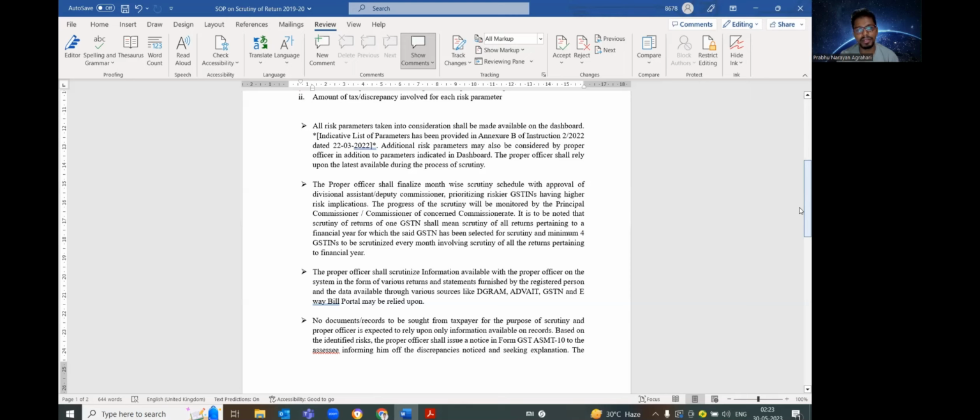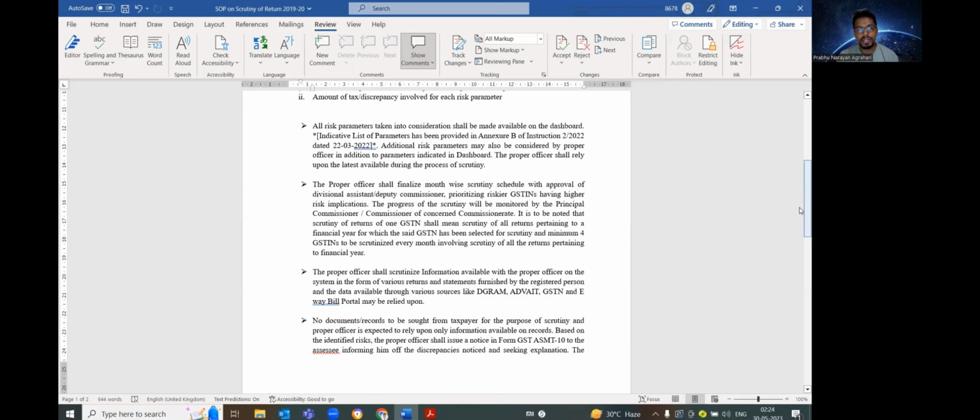Additional risk parameters may be considered by the proper officer in addition to the parameters indicated. The proper officer shall rely upon the latest data available during the process of scrutiny. It means the scrutiny shall be done based on the records available. However, the officer needs to rely on the latest data available during the process of scrutiny because the data are changing, like GSTR-2A is changing day by day.